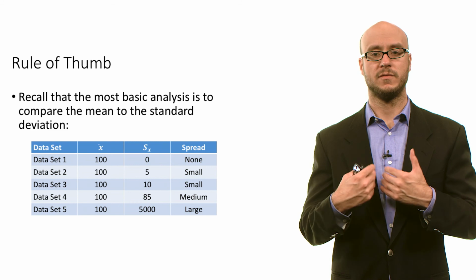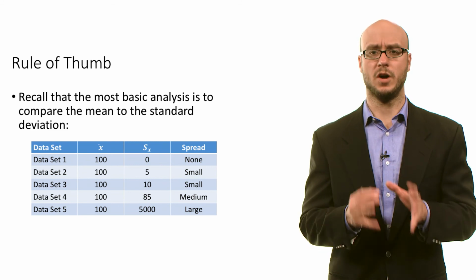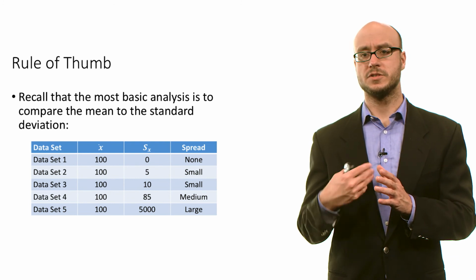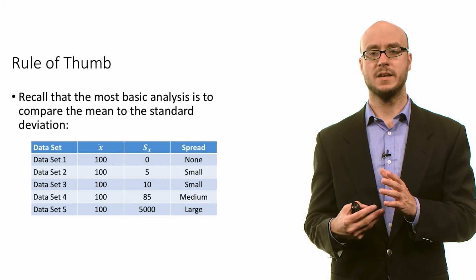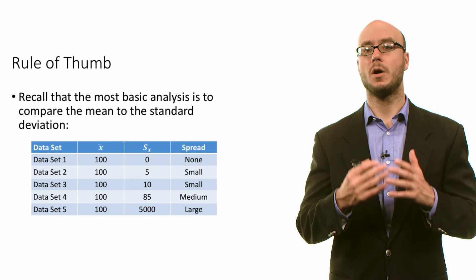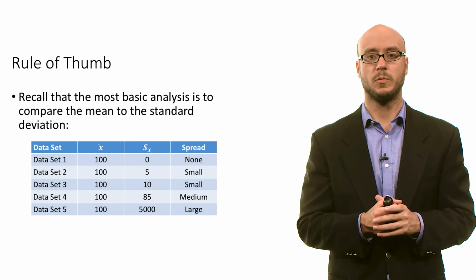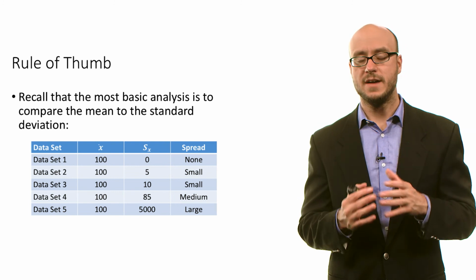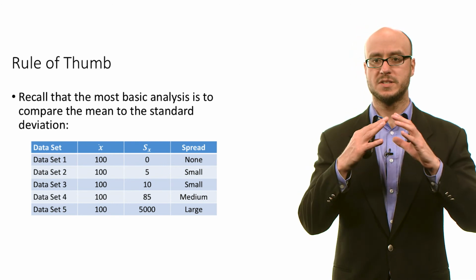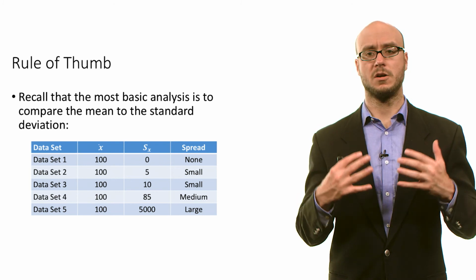So here we have 5 sample data sets. Each of these data sets has a mean of 100. And you can see that with a standard deviation of 0, there's no spread. With a standard deviation of 5 or 10, again, compared to the mean of 100, that suggests a distribution with a pretty small amount of spread. Right? Most data points are still going to be clustered around 100. With the standard deviation 85, that suggests a moderate amount of spread, because 85 is pretty close to 100. But with the standard deviation of 5,000, compared to the mean of 100, that suggests a large amount of spread.